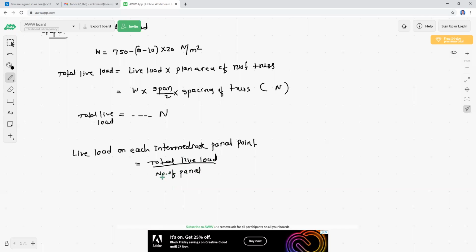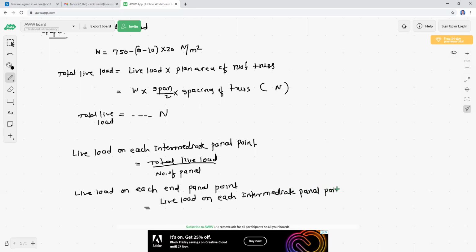We have assumed the number of panels, 3, 4, in the dead load calculation. So total live load divided by number of panels gives the live load on each intermediate panel point. Then we have to calculate live load on each end panel point. We have drawn the sketch for dead load, intermediate panel point and end panel point. So live load on each end panel point is equal to live load on each intermediate panel point divided by 2.